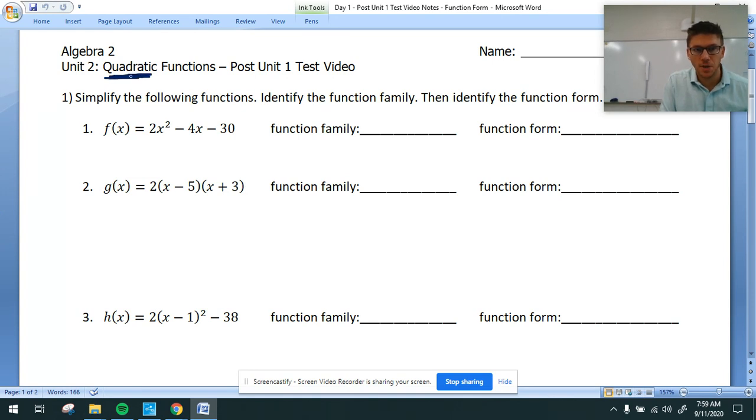So quadratic functions, those are the ones that when they're graphed look like the shape of a parabola, that U shape. And a quadratic function has as its highest exponent an x squared. So highest exponent is a 2.